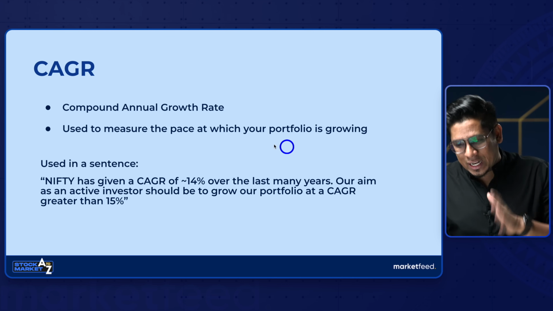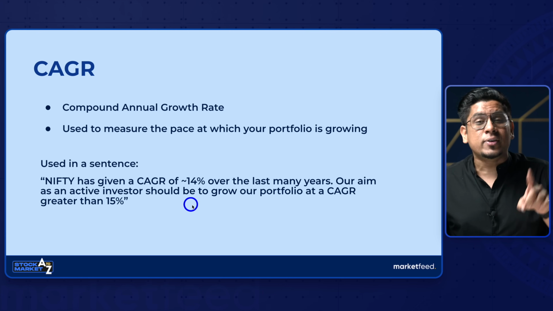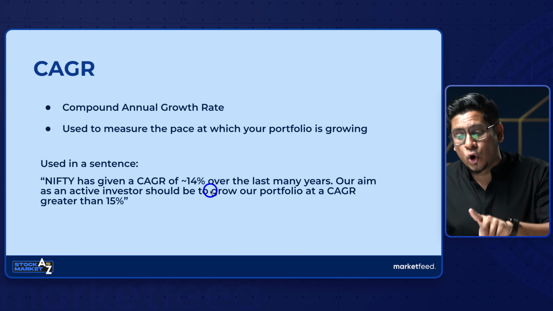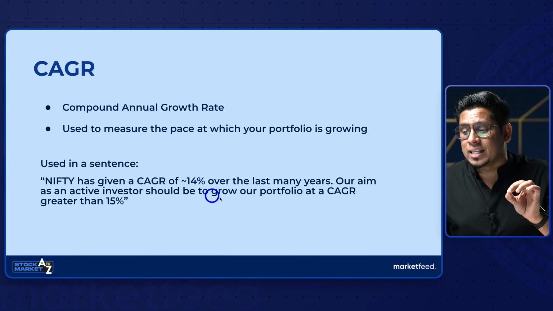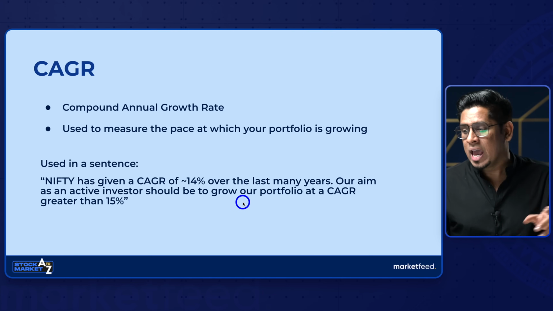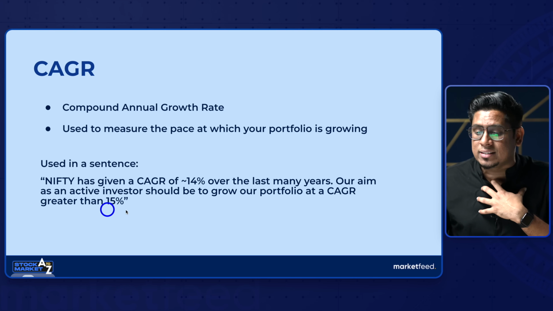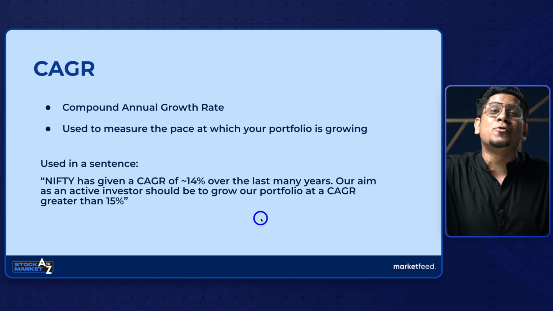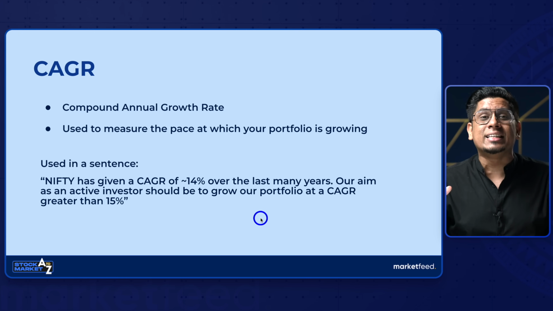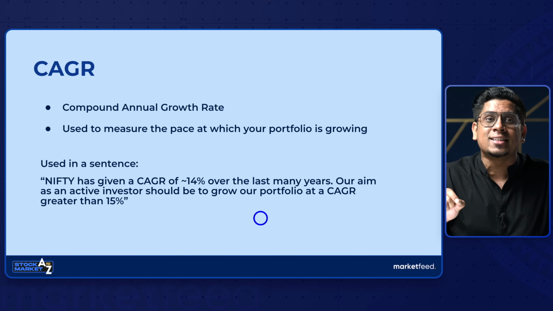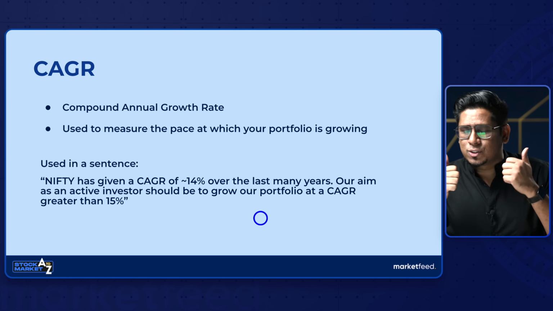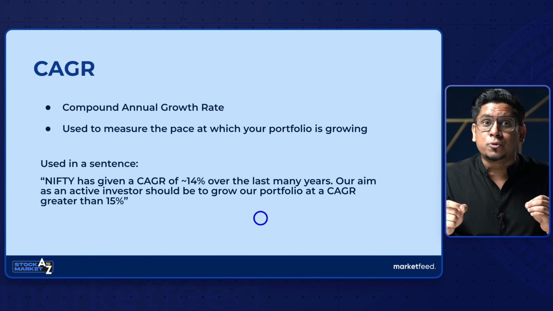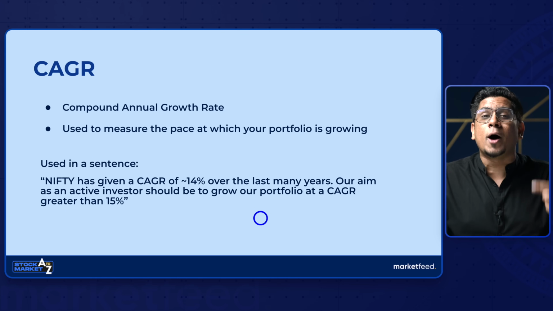year. Now, for example, used in a sentence here is, Nifty has given a CAGR growth of nearly 14% over the last many years. Our aim as an active investor should be to grow our portfolio at a CAGR greater than 15% so that we can proudly say that we have beaten the index, right? So CAGR is very, very powerful, very useful to measure the growth of our portfolio.